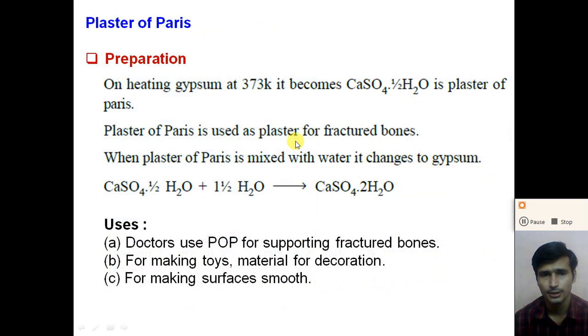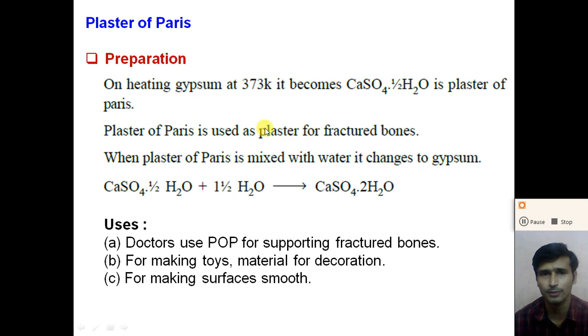Now dear student, we discuss the last chemical from the salt, that is plaster of Paris. Now how is plaster of Paris prepared? What is the preparation of plaster of Paris? On heating gypsum, what is gypsum? Gypsum is calcium sulphate with water molecules in the unit crystal of calcium sulphate.